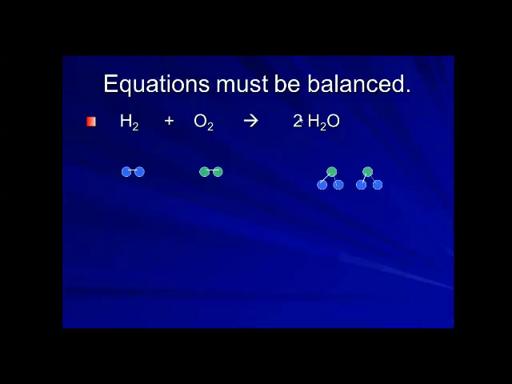The problem is, now there's 4 hydrogens. 1, 2, 3, 4, because there's 2 H2Os. So to fix that, I'm going to put a 2 there, and then we've balanced this particular equation. The hydrogens are balanced. There's 4 on both sides. 1, 2, 3, 4, 1, 2, 3, 4, 2 oxygens, and we're good to go.